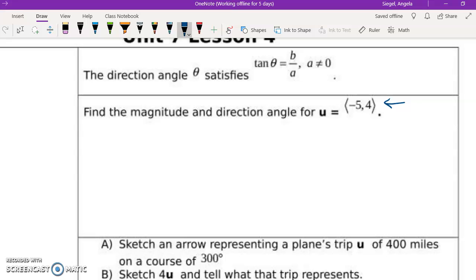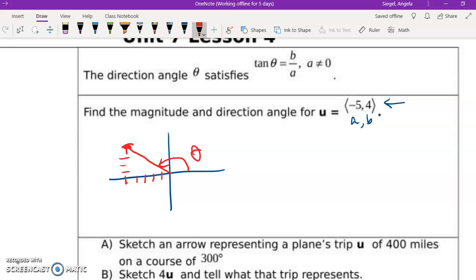Okay, so we haven't really talked about this. This is the coordinate of the vector. So this is going to be representative of A and B. So let's go ahead and fall back on what you know. So we have negative 5, 1, 2, 3, 4, 5, and then 4, 1, 2, 3, 4. Okay, so our vector is going to go to that point there. And this is our angle measure. So really, this should all be very, very familiar to you.